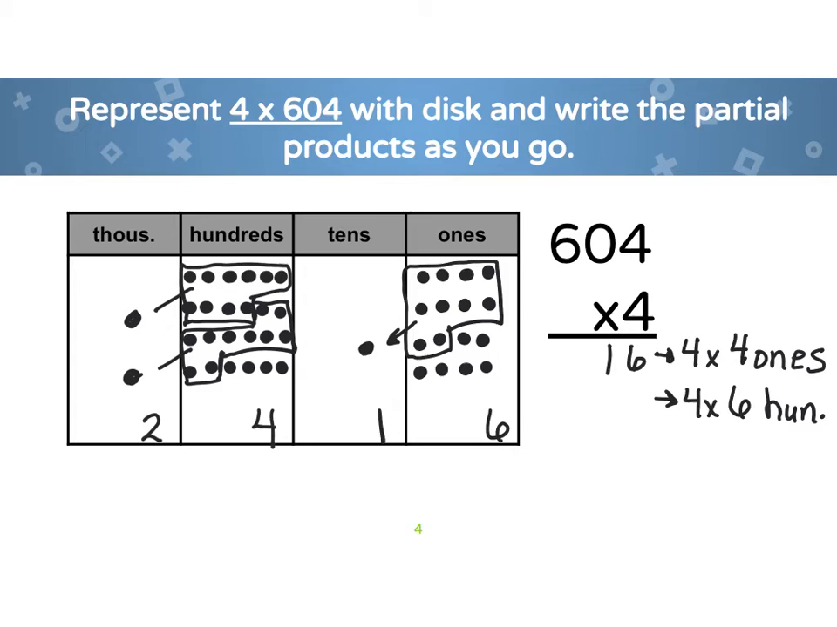Down here, I have 4 times 6 is 24. 24 what? Hundreds. So I know that when I write hundreds, I'm going to put my 2 zeros, so 24 hundreds, which is actually 2,400. And I'm going to add that up and see if we come out with the same answer. And we do, 2,416. So this is how we write partial products. Remember, as you're listening to this video, feel free to pause it at any moment and take a look and remember what we're doing so that you can also do it yourself.